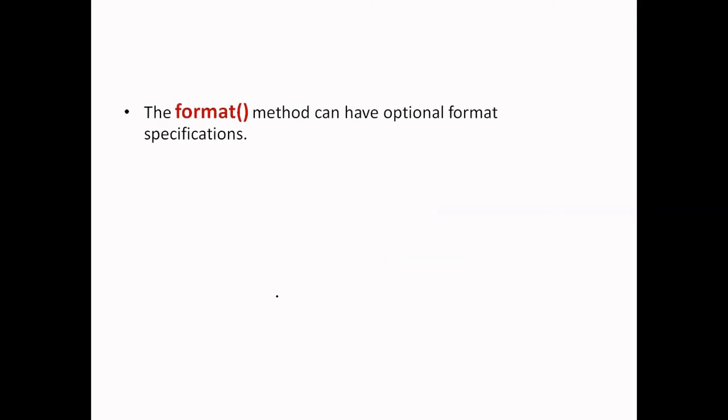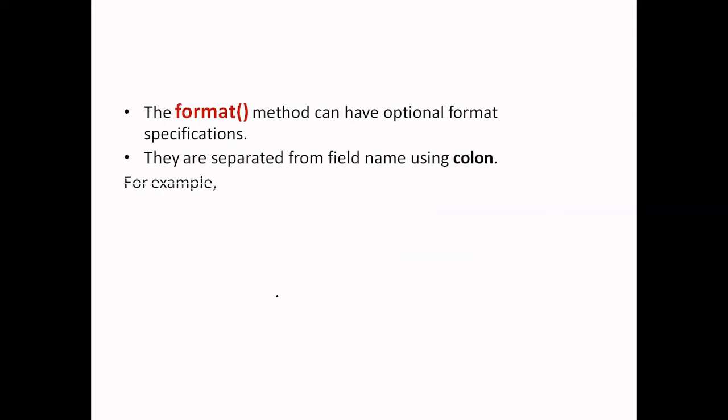The format method has some optional specifications, and they are written inside the curly braces and used with the colon symbol. Let's have an example. We can left justify a string, right justify a string, or align center using these three symbols.